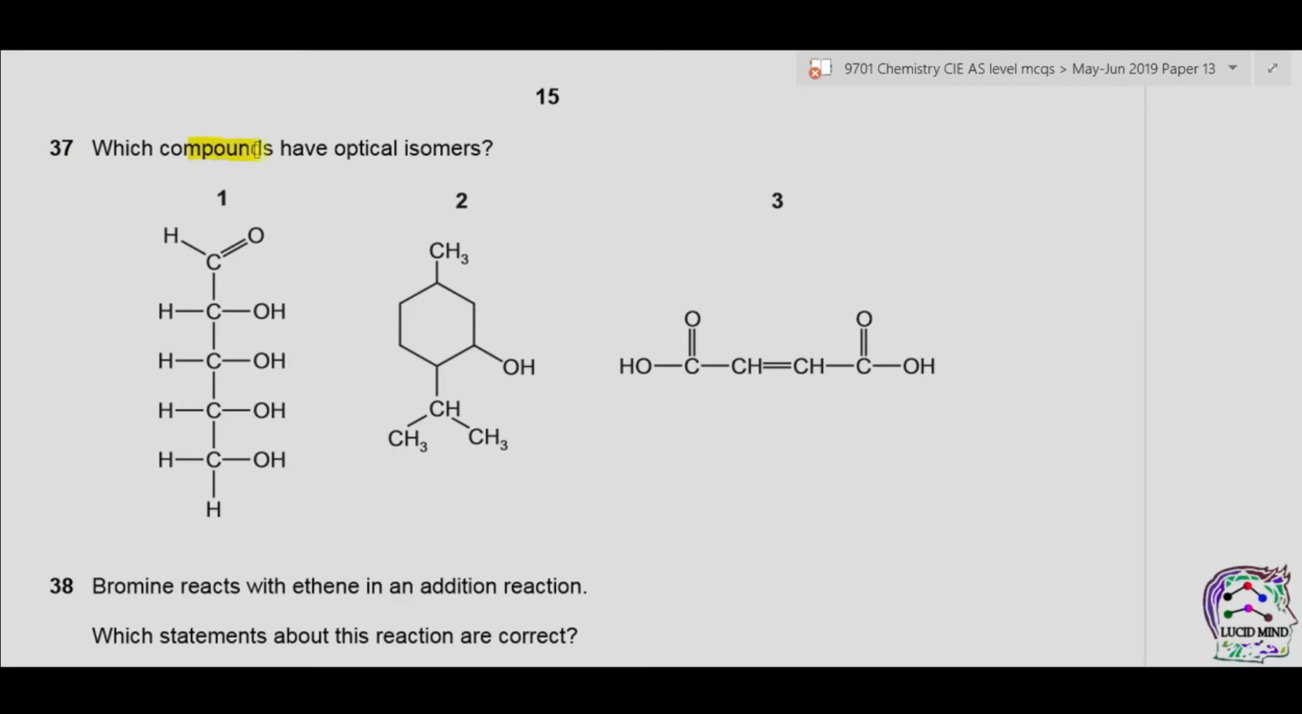Question 37. Which compounds have optical isomers? Those compounds have optical isomers in which a carbon is present which is attached to 4 different elements or groups. Let's look into the options. In 1 we can see that this carbon is attached to hydrogen, OH, this whole group, and this C double bond OH. So this is a chiral carbon.